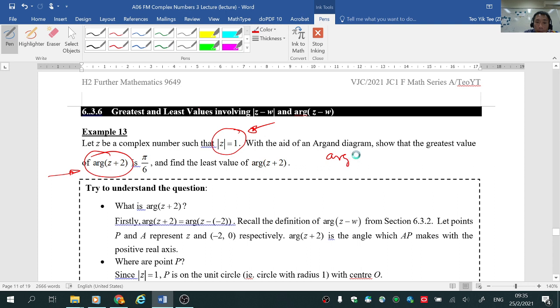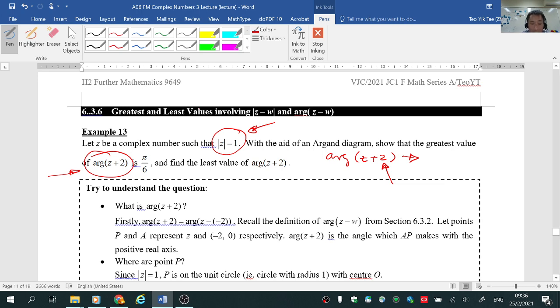Very importantly, we're going back to the theory. What do I mean by physical meaning? Or what does it mean in English when we say argument of z plus 2? It means the angle of complex number z as measured from minus 2. I say again, if you go back to the early part of the lecture notes, this means I want to find the angle that the complex number z makes with the positive real axis if I measure it from minus 2.